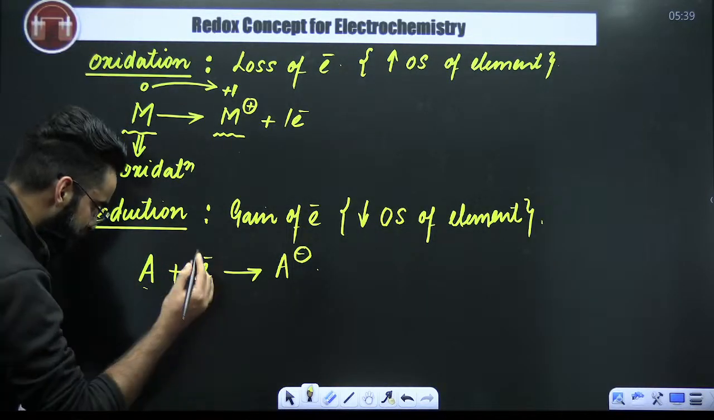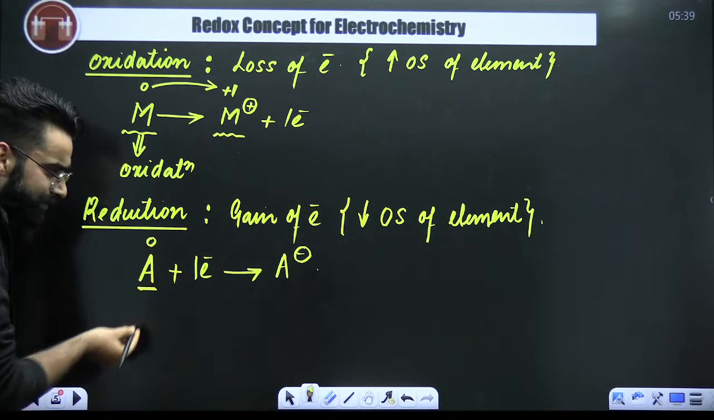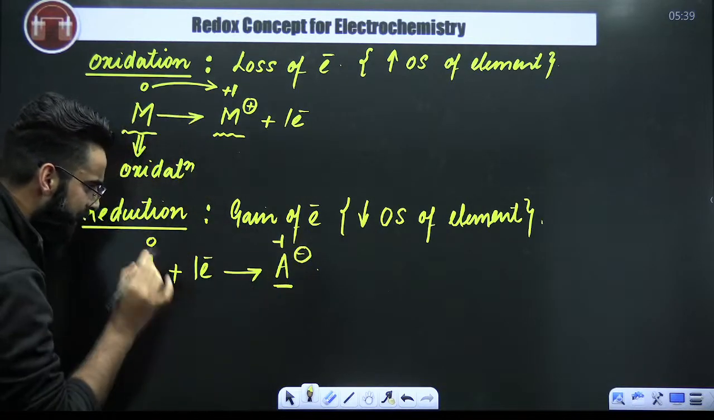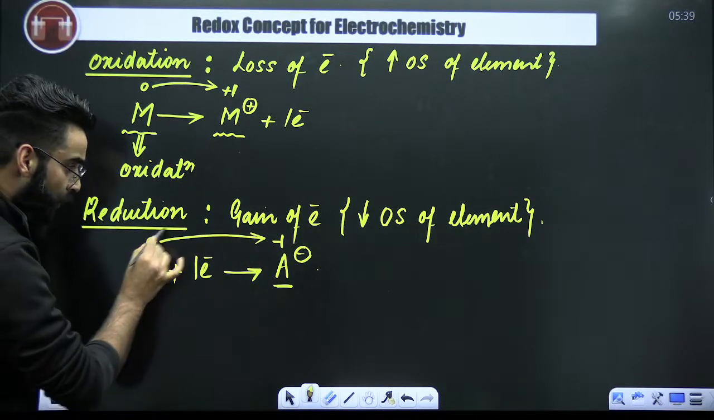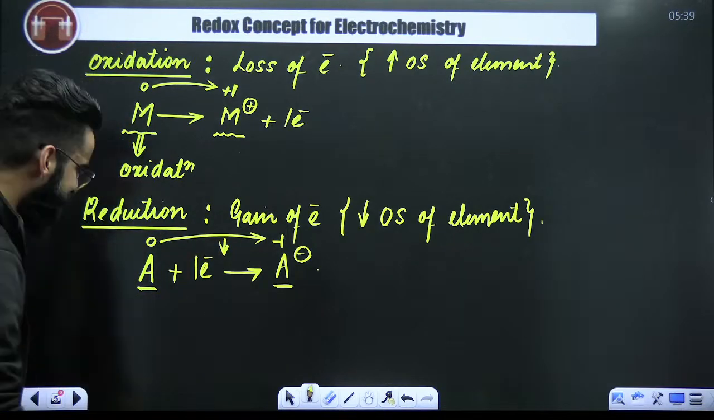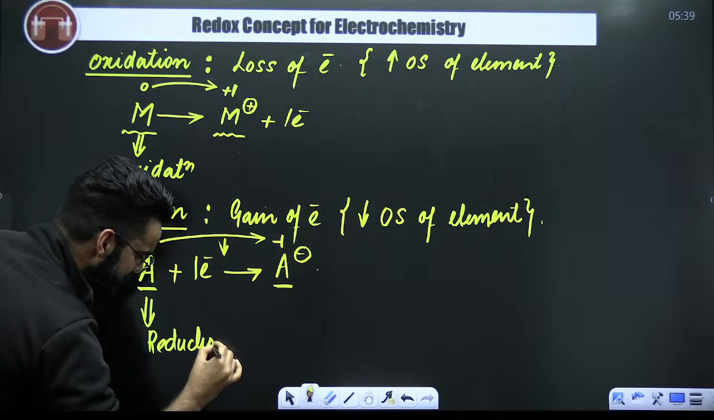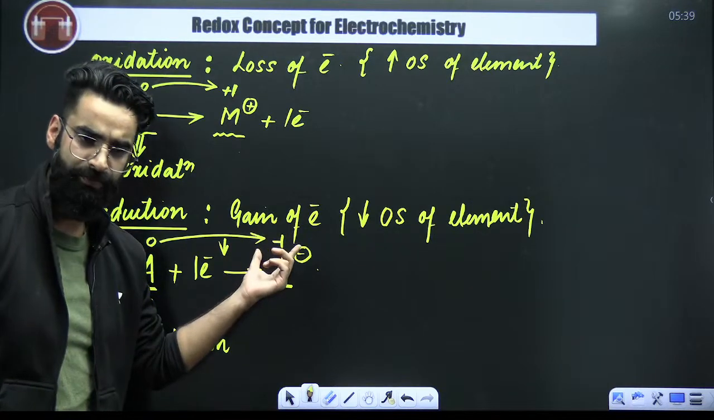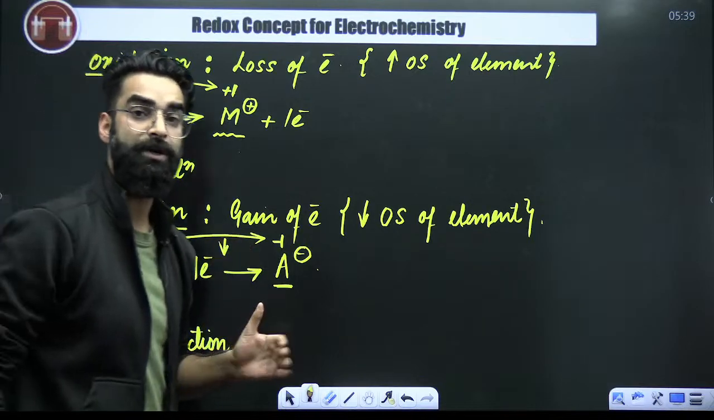So this particular process is something which I'll be calling as reduction, right? Now, at the same time, if I ask you, what is the oxidation state of A here? It's zero. What is the charge on this particular A? It is minus one. Check it out, whether the oxidation state of A is increasing or decreasing. Zero to minus one means decrease in the oxidation state. And decrease in the oxidation state is something which you call as reduction. So I must say this A is undergoing reduction over here. And reduction, as you already know, involves gain of electrons. So this A is gaining one electron and getting converted into A negative.